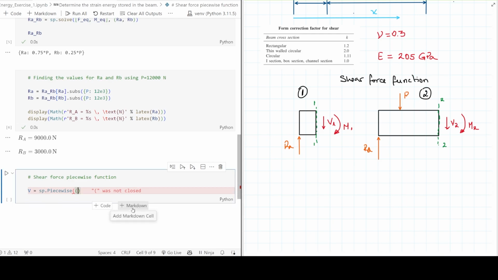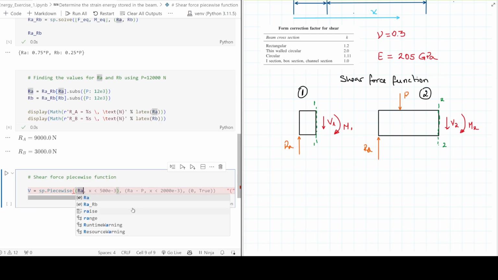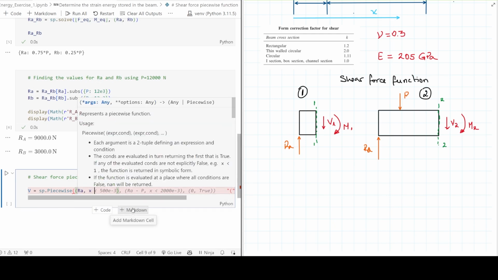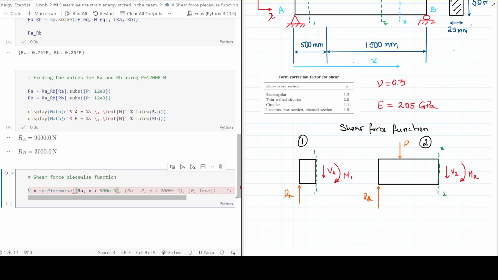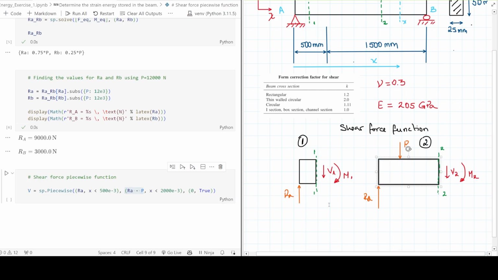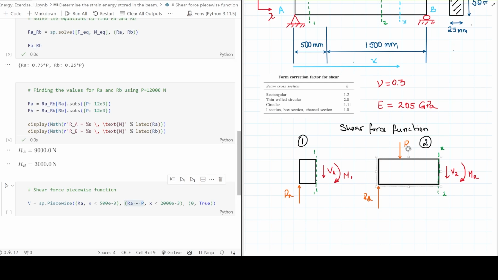The first one is going to be RA, actually, and that RA is for all X smaller than 500 millimeters, which I need to transform into meters. Yeah, that's correct. And then the second part of the function is going to be R minus P, like it is in here, for values less than 2000 millimeters or 2 meters. And then for the rest of the cases, it's going to be 0. I could do something here to constrain these to from 0 to 500 millimeters, but it's going to work like this because we are not going to work with negative X values, so this is important.